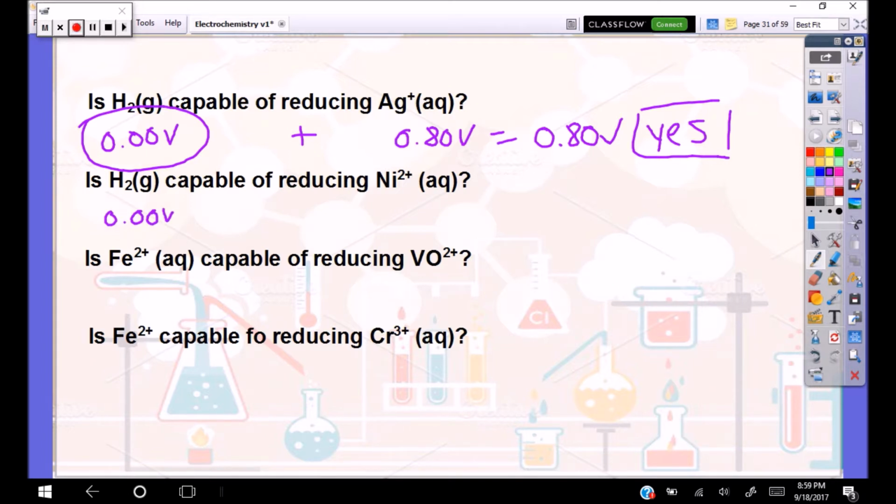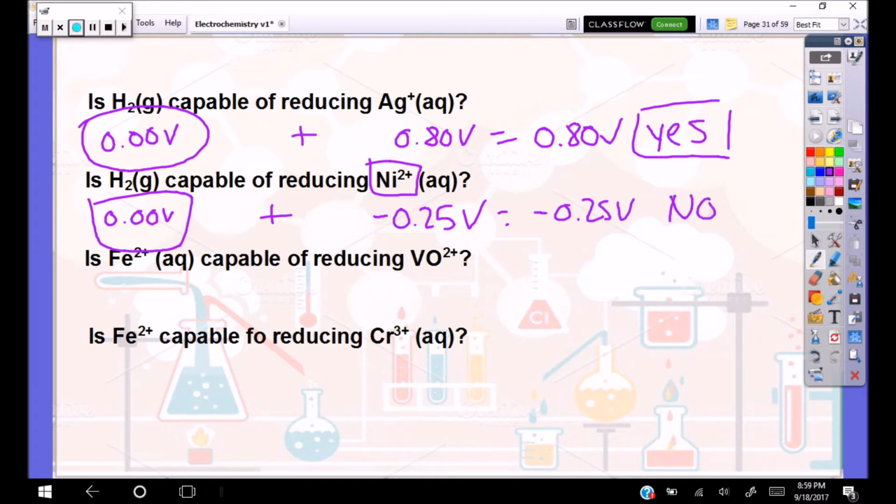Same thing with this one, but with nickel, this is where we get tricky. When we look at nickel reducing, it was a negative number, and this is already in the right order for nickel, so we can't reverse the sign of this, but we can reverse the sign of this, but it's still 0. When we get a negative 0.25, no, this is not going to reduce. So it does not work that way on our series.